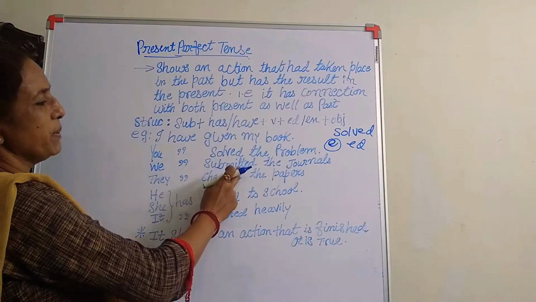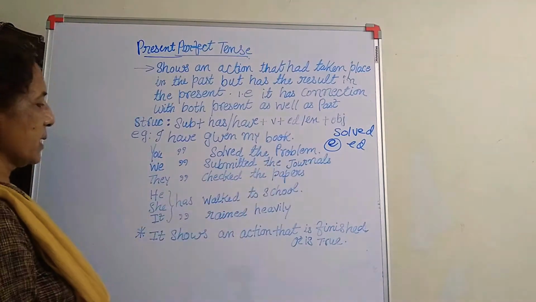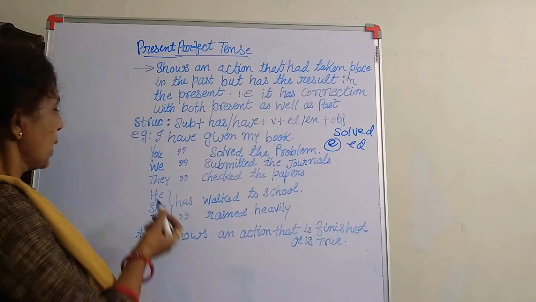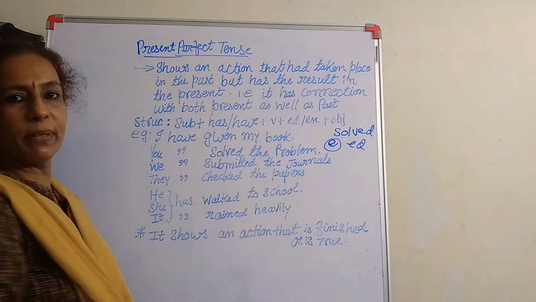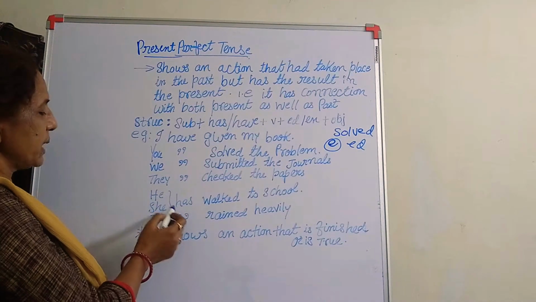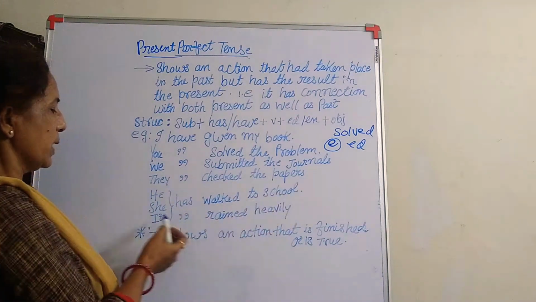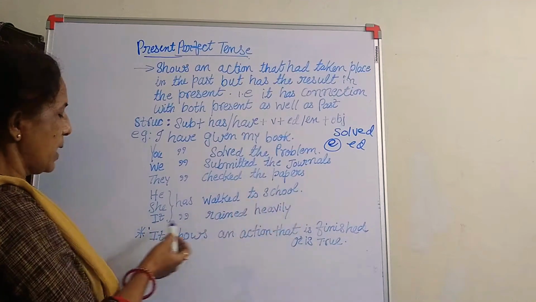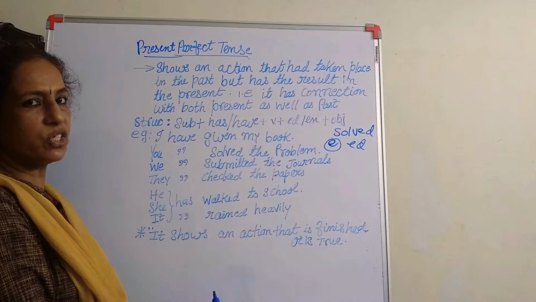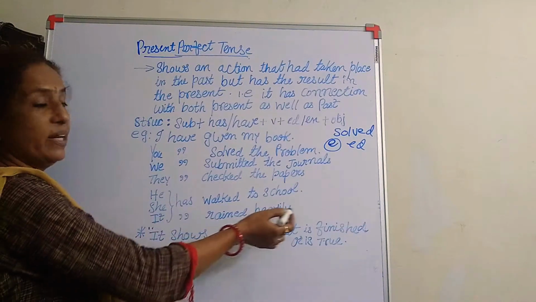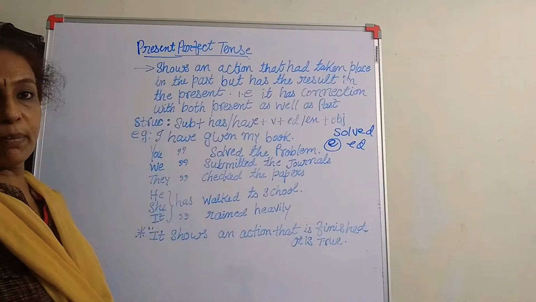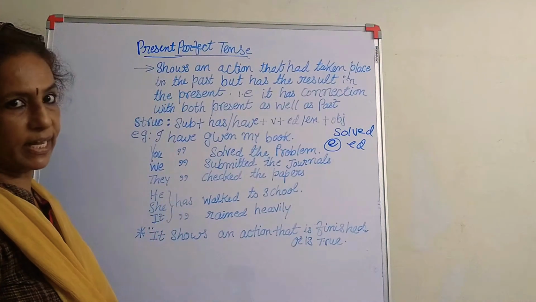Then we have submitted the journals. Okay, but they have not yet risen. They have checked the papers. Okay, then he, she, and it, if it is the subject: he has walked to school. She has walked to school. And it could be, if it is a child, it has walked to school, or it has rained heavily. Okay, that is how things come in present perfect tense affirmative sentences.